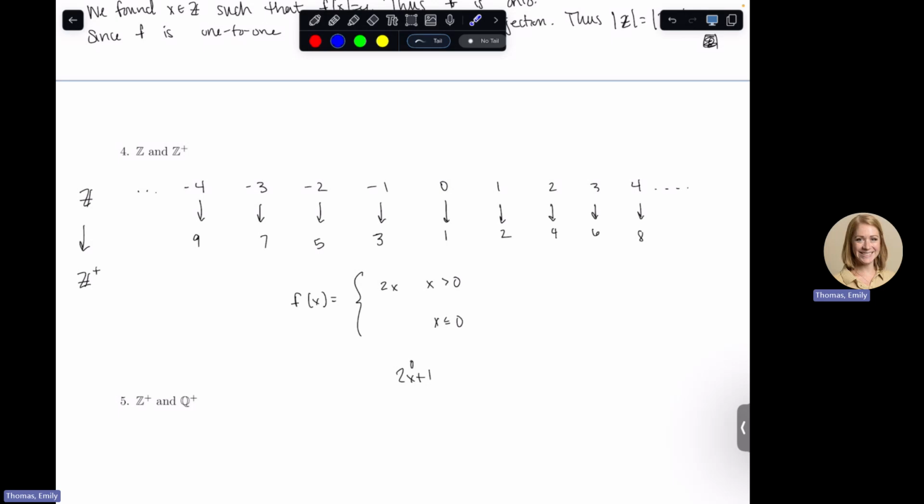This is sort of like a negative correlation. I'm going to do negative 2x plus 1, or 1 minus 2x. If you do that, the 0 works, and the negative 1 would give you 3, which is what we're looking for, because it would give you a positive 2 plus 1. This would give you a positive 4 plus 1, a positive 6 plus 1. Okay, so that's a bijection.